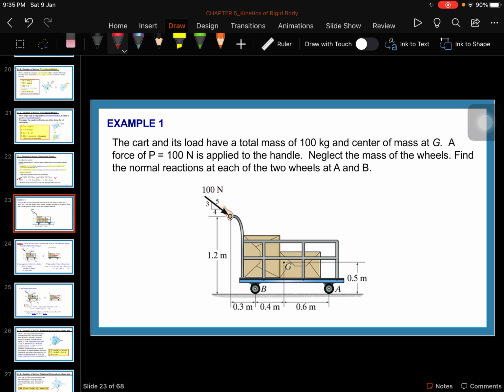Okay, let's see example 1. The cart and its load have a total mass of 100 kg and center of mass at G. A force of P equals 100 Newton is applied to the handle. Neglect the mass of the wheels. Find the normal reaction at each of the 2 wheels at A and B.